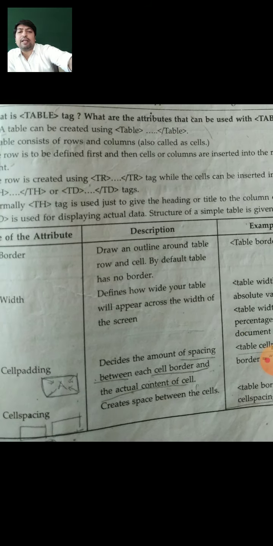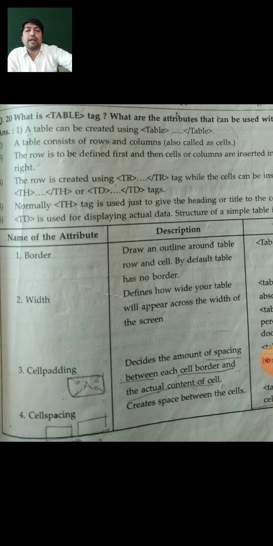See the third attribute, cell padding. Cell padding means the distance inside the cell from the inserted data. We can see the diagram I have already drawn in the cell padding attribute. You can see the character A surrounded by the border. To leave space from the character to the border of the cell, we decide the amount of spacing between each cell border and the actual content of the cell.